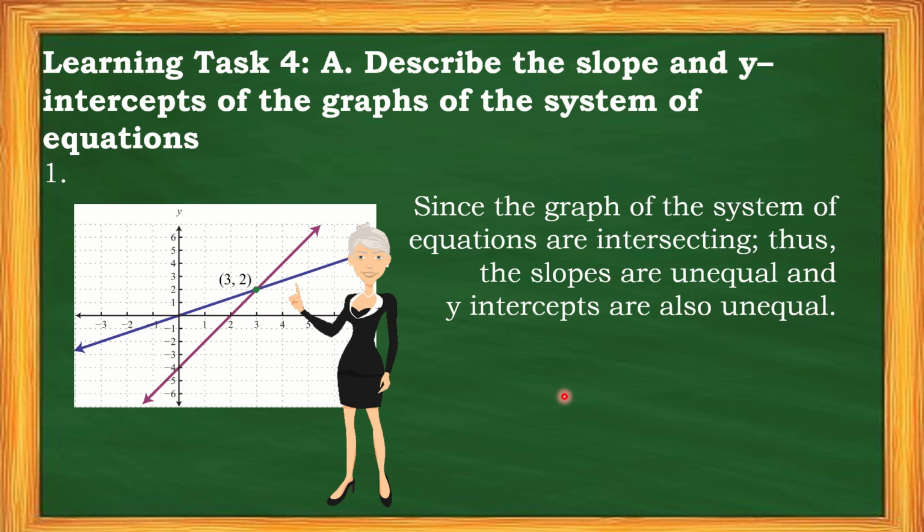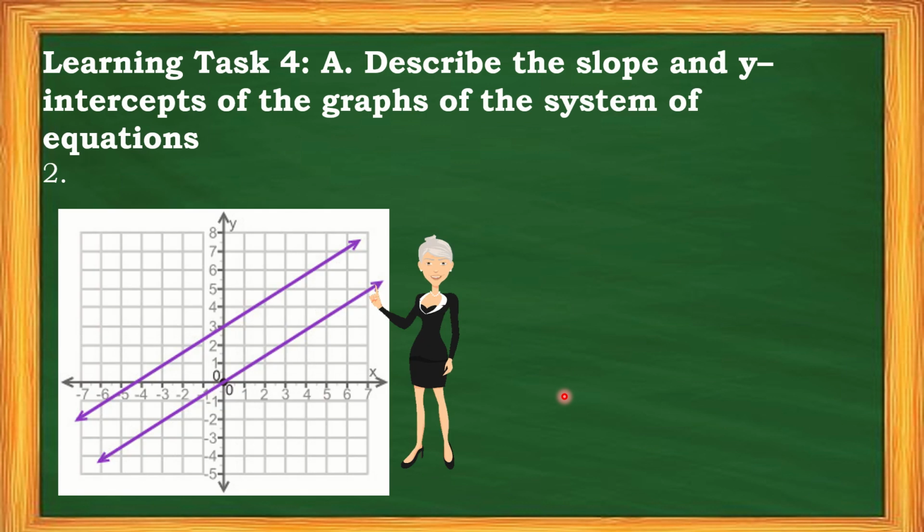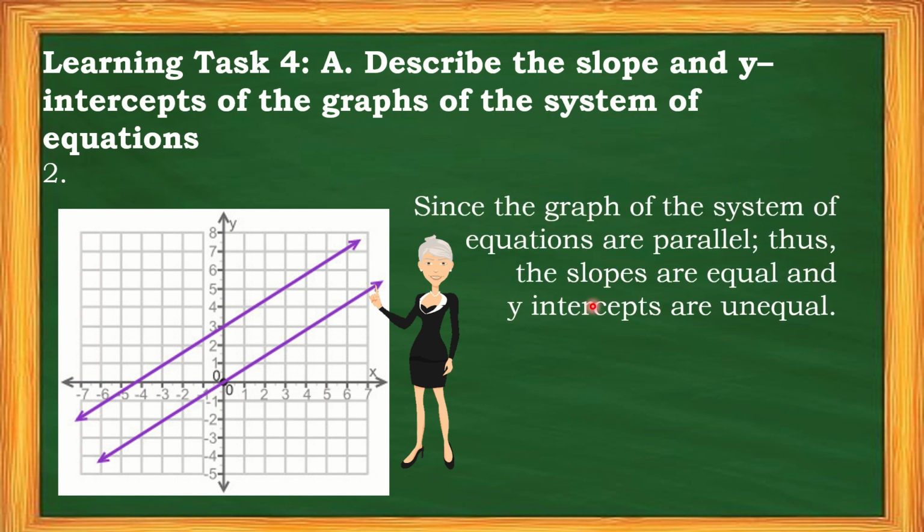For number 2, we have parallel lines. So what can you say about the slope and y-intercept of parallel lines? Parallel lines, of course, have equal slopes and unequal y-intercepts. So the slopes are the same, while the y-intercepts are different.